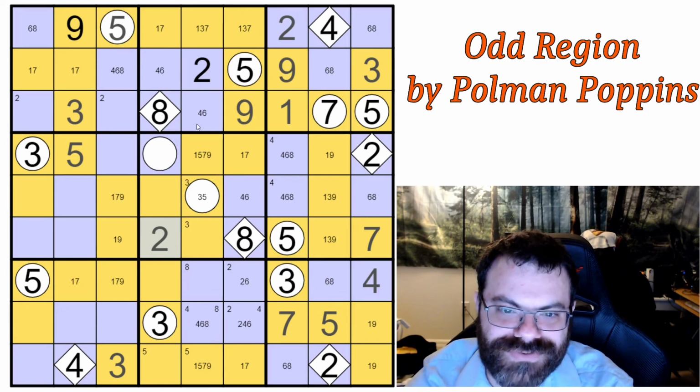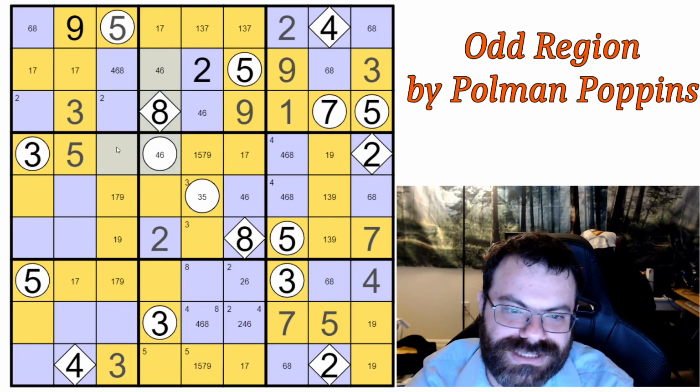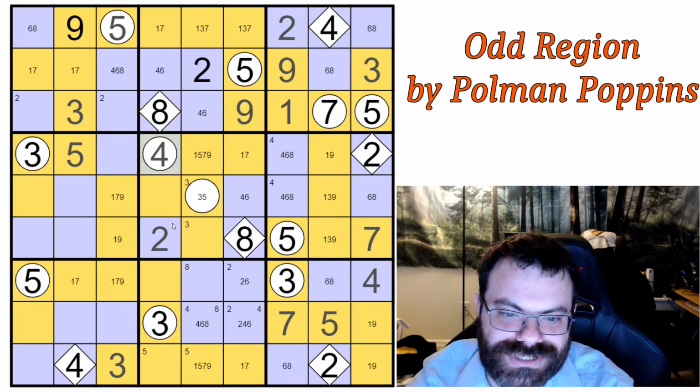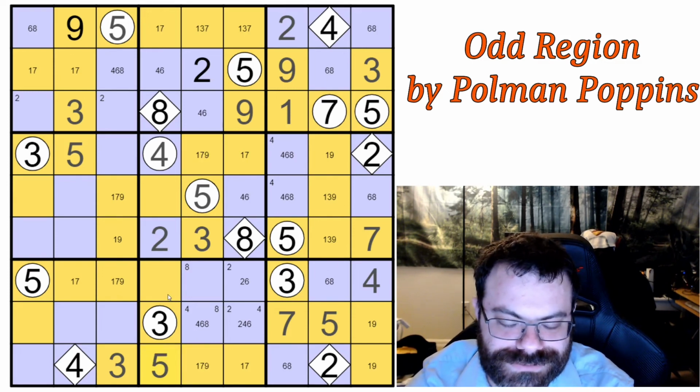I'm getting paranoid because I don't want to back up again. This is a 4 or a 6. It sees 4. What does this one see? 1, 2, 3, 4, 5. Yeah, easy. So that's the 3. Oh, I really hope this works. Okay, so this is not 5, so this is the 5. This is a 1, 7, or 9. This is also a 1, 7, or 9.